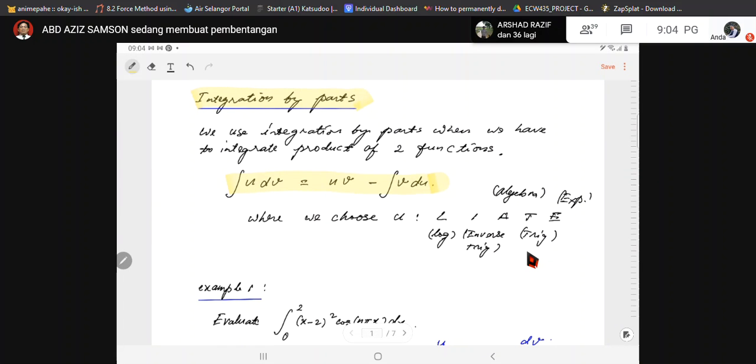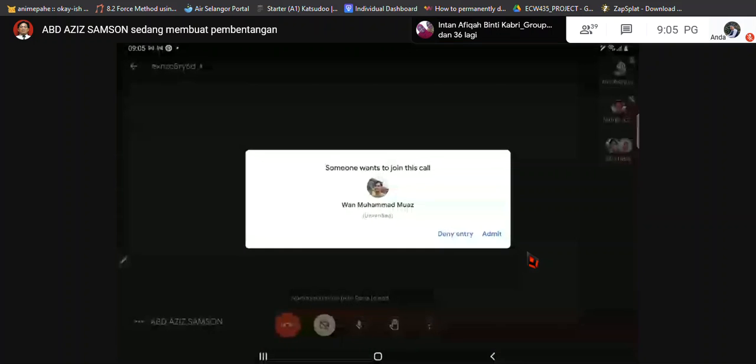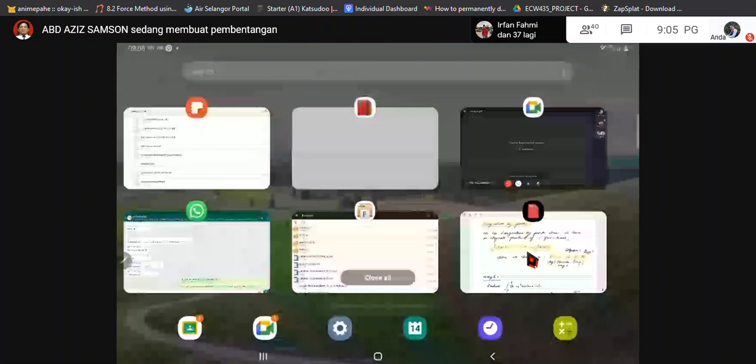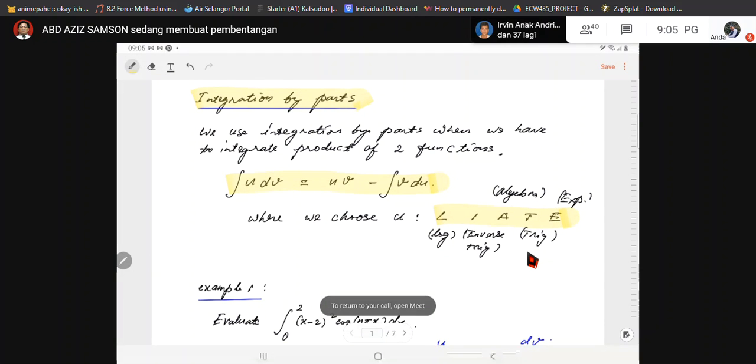The integral of u dv is equal to uv minus the integral of v du, and we choose u according to this rule, whereby we have the log, inverse trigonometric expressions, algebraic expressions, trigonometric expressions, and exponentials: L for log, I for inverse trigonometric, A for algebraic expressions, T for trigonometry, E for exponentials.